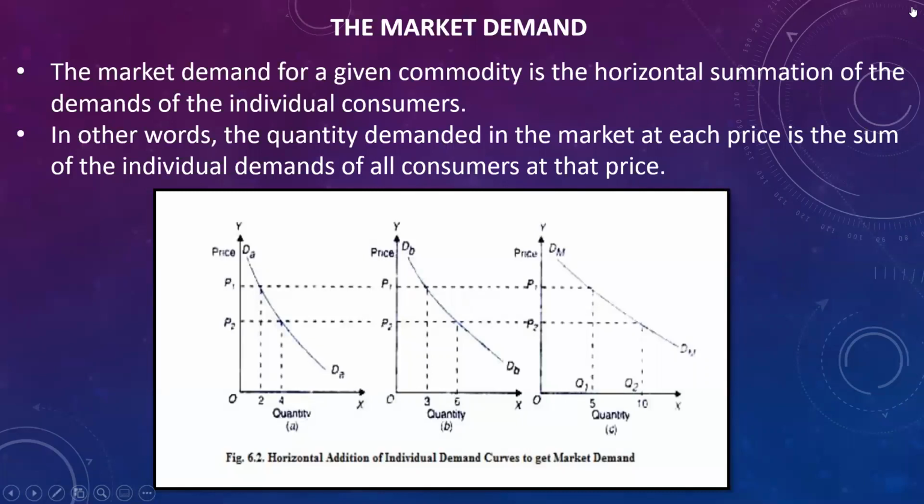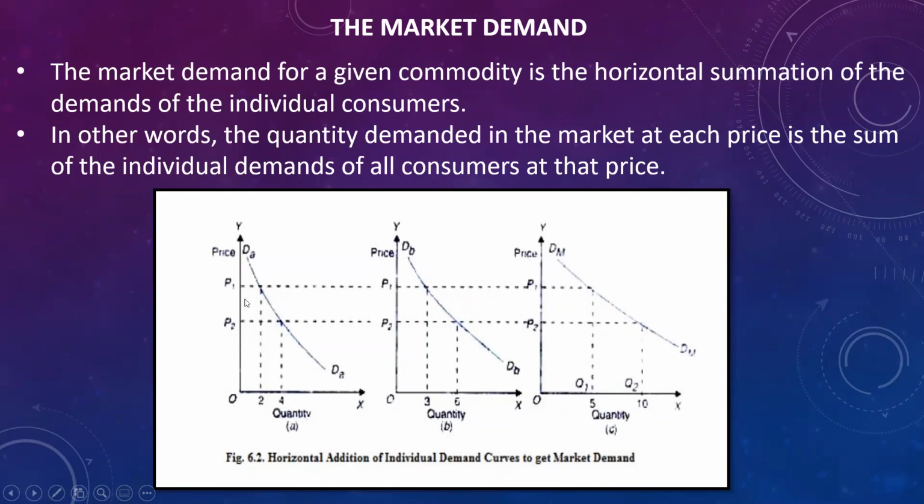The market demand for a given commodity is a horizontal summation of the demands of individual consumers. In other words, the quantity demanded in the market at a particular price is the sum of the individual demand of all consumers at that price. Here in the graph, the first graph shows the demand by consumer A, the second graph is the demand of consumer B, and the third graph is the market demand.